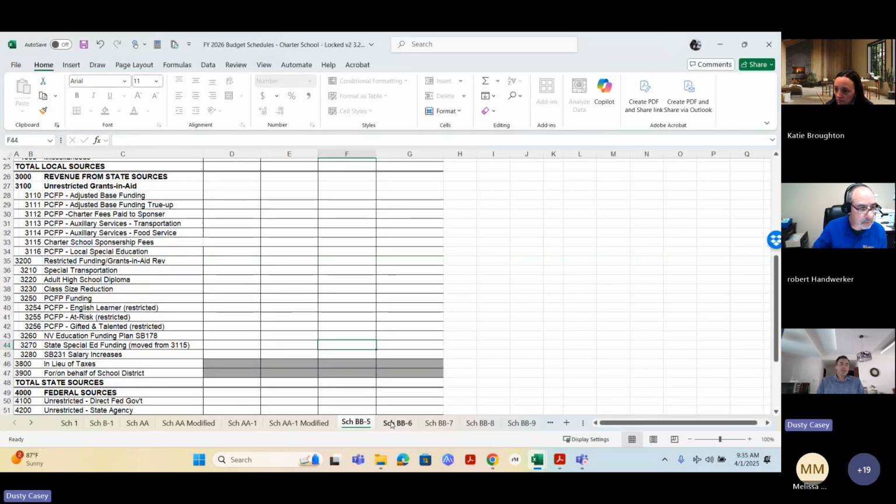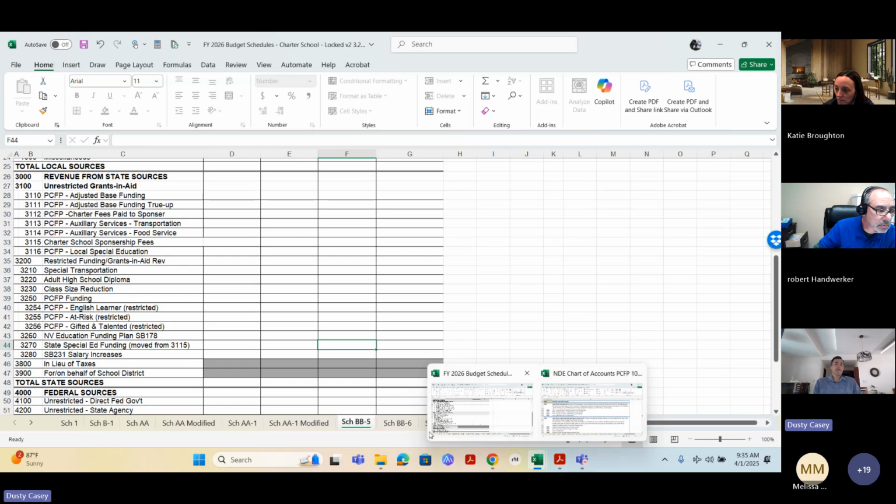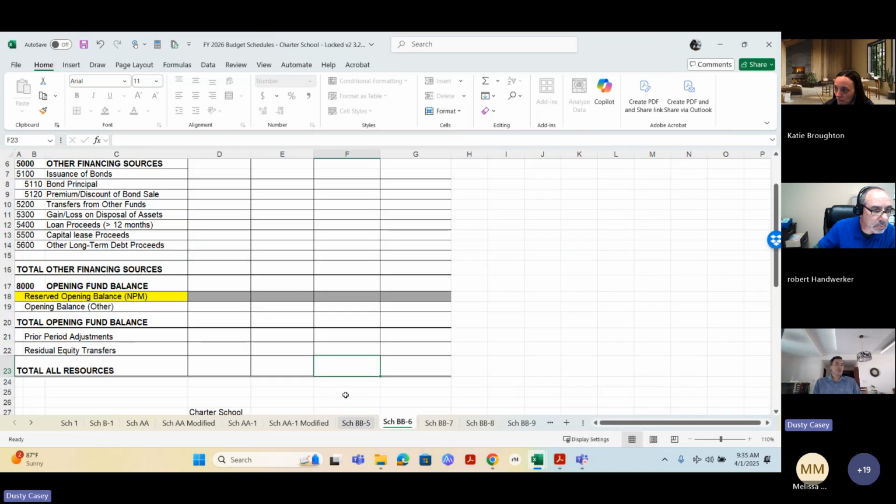And just as a reminder, your special education funding is based on your prior year's October 1 count. So even if you're anticipating an increase in special education enrollment for next fiscal year, FY26, you will not see an increase in funding because it'll still be based off of your October 1, 2024 count day number for special education. Okay, any other questions on revenue, Schedules BB5 and BB6?